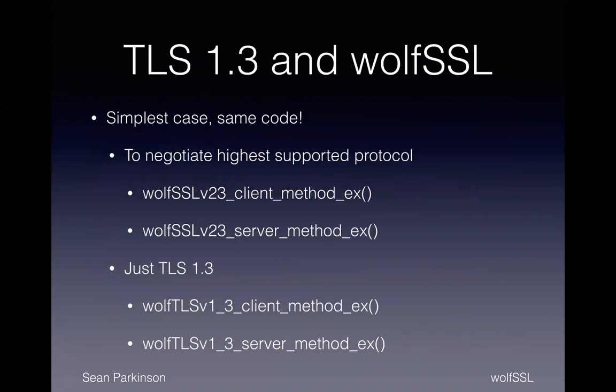So what do you need to change in your application to use TLS 1.3? Well, nothing. If you use the wolfSSL v23 client and server methods, they will negotiate the highest supported protocol in the client and server. If you wanted to just use TLS 1.3, then you have to use the wolfSSL v13 client and server methods when creating a wolfSSL context, just as you would use wolfTLS v12 if you wanted to use just 1.2.